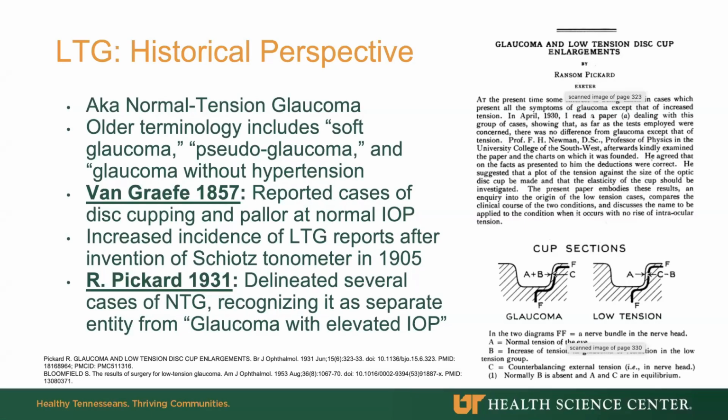In 1931, Dr. Picard delineated several cases of normal tension or low tension glaucoma and recognized it as a separate entity from glaucoma with elevated intraocular pressure.